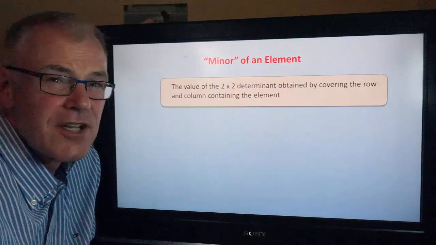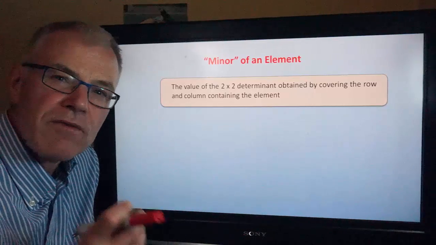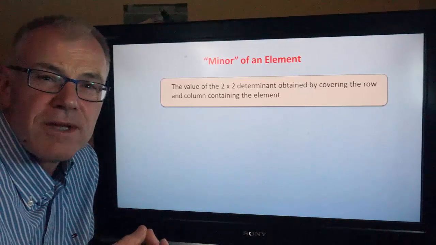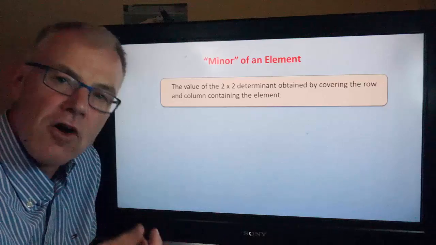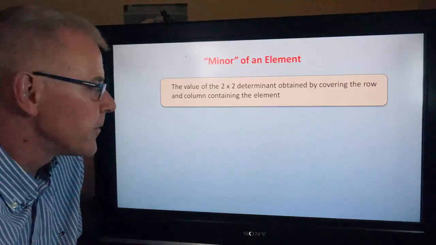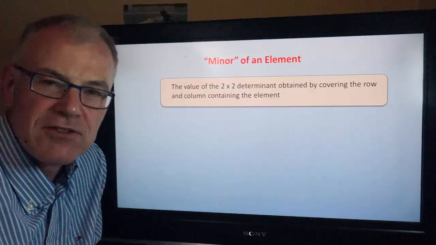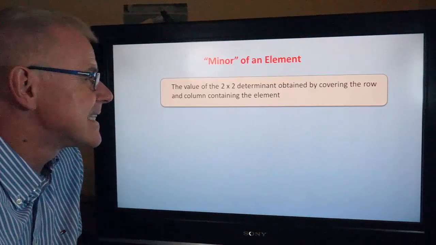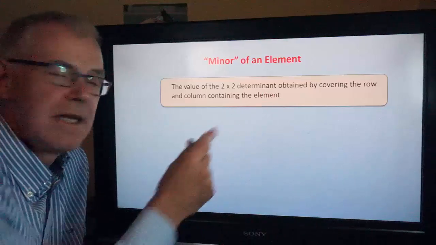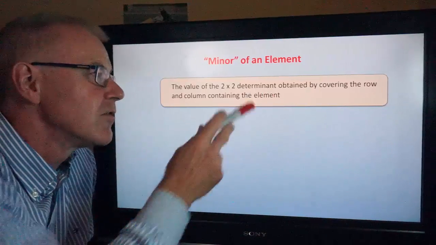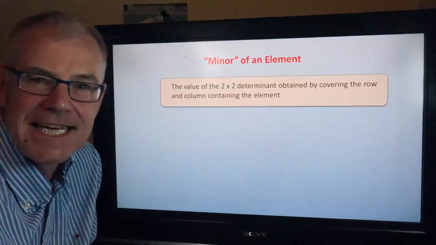Now, to calculate the determinant of a 3 by 3 matrix, we first need to determine the minor and the cofactor. So we'll talk about these now. First of all, the minor of an element within a 3 by 3 matrix is defined as the 2 by 2 determinant obtained by covering the row and the column containing the element.